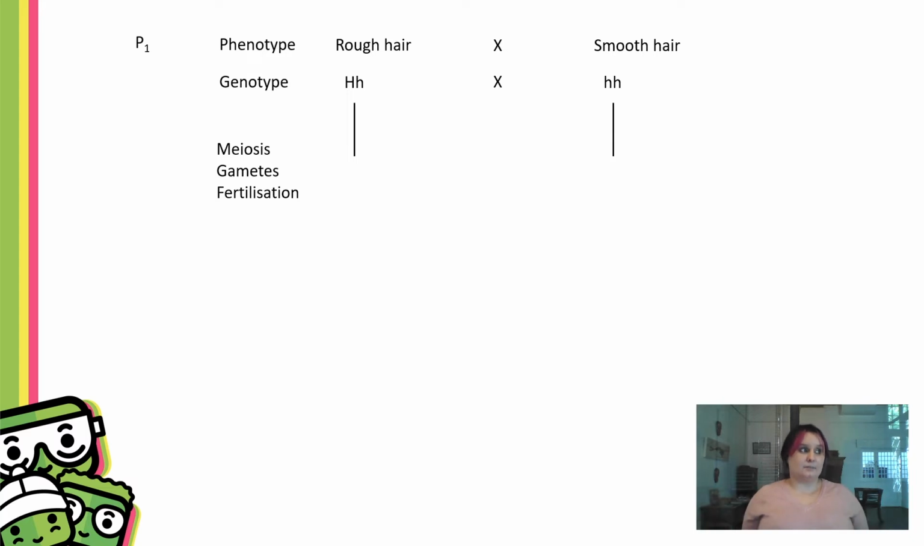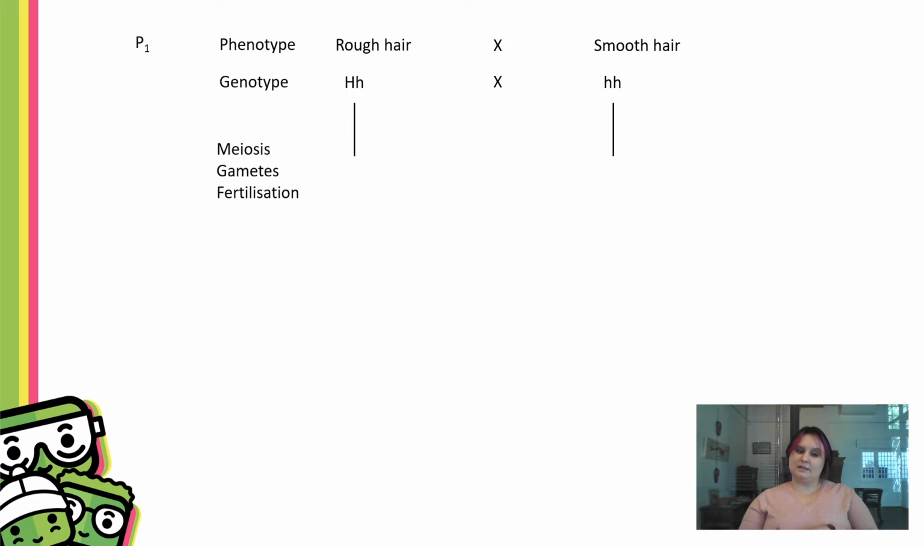Well, inside the parent's body, in their reproductive organs, meiosis takes place. Meiosis is cell division in order to make gametes, which are our sex cells, which is sperm in the case of a male and eggs or ova in the case of a female. So these 2 dogs have undergone meiosis, they've made gametes, and then those gametes are going to meet. When these 2 dogs mate with one another, the sperm and the egg will fuse together and fertilization will occur.